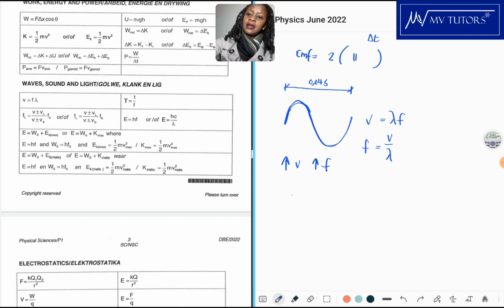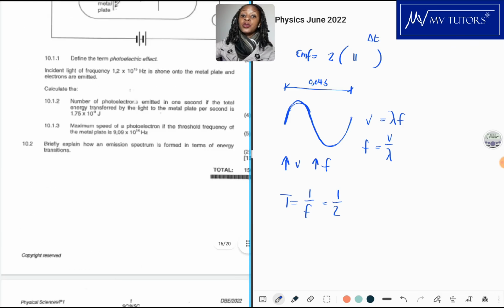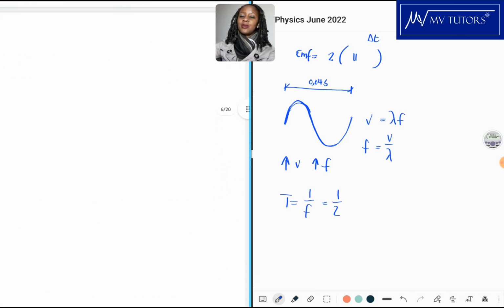Yes, the period is basically equal to 1 over frequency. And if speed and frequency are directly proportional, if you double the speed, you double the frequency. So what happens to the period over there? Basically, it will be halved. So if it took you 0.04 seconds to complete one wavelength, once it is halved, it will then become 0.02 seconds instead of the 0.04.